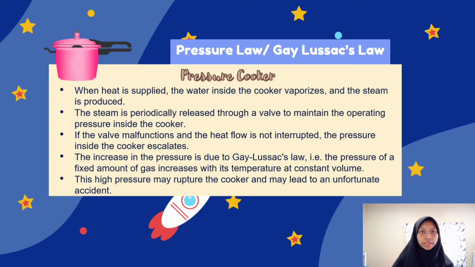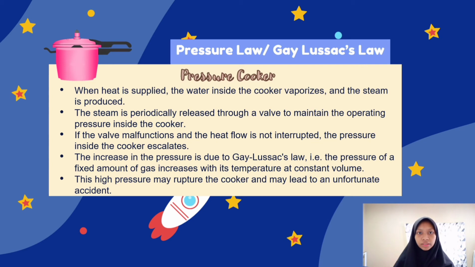The pressure cooker is a sealed utensil for cooking food under steam pressure. It is usually made of steel or aluminium. When heat is supplied, the water inside the cooker vaporizes, and steam is produced. The steam is periodically released through a valve to maintain the operating pressure inside the cooker.